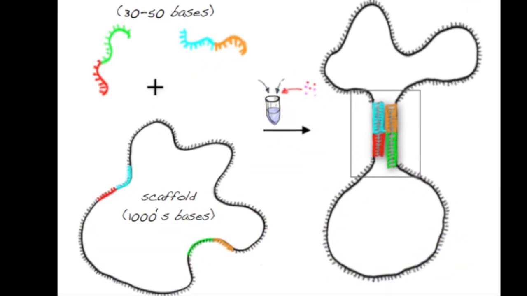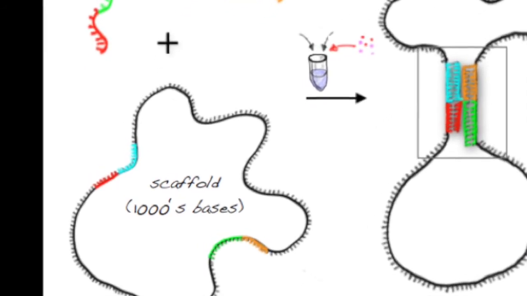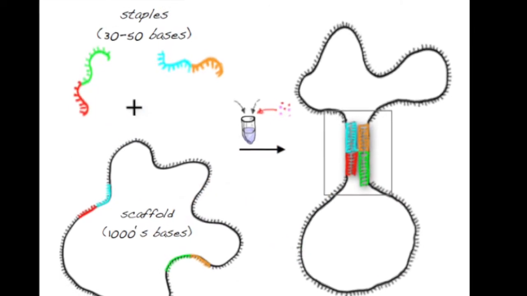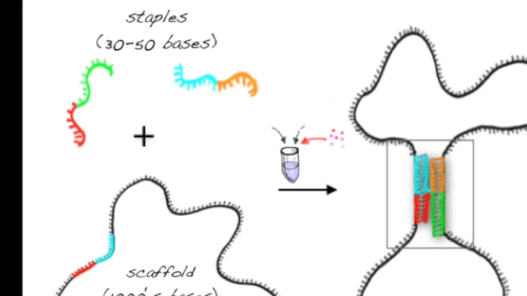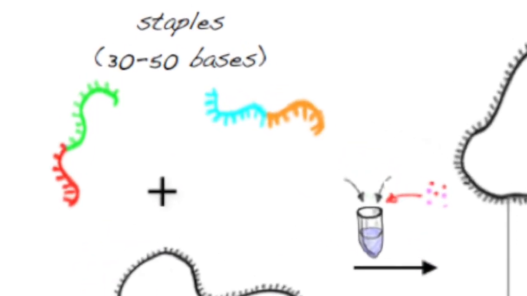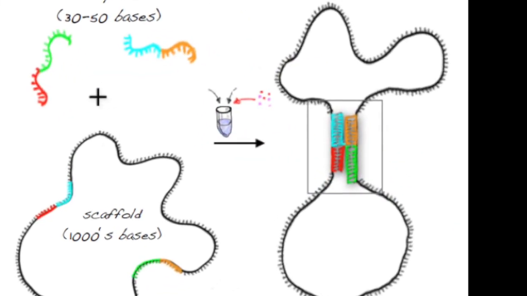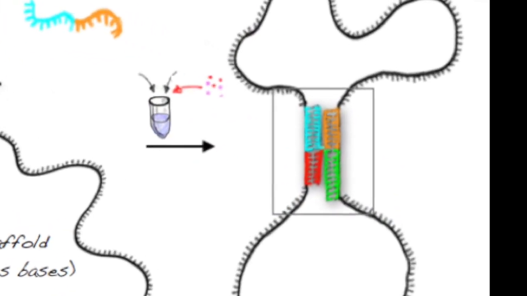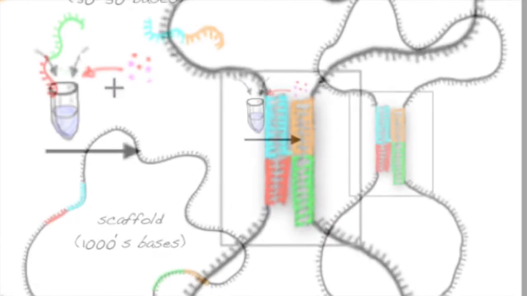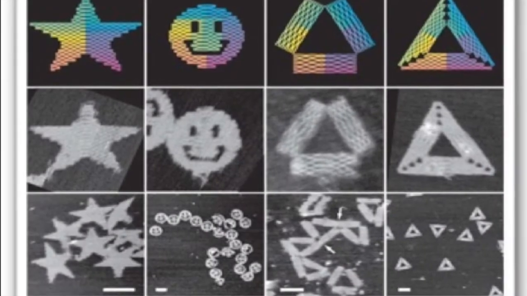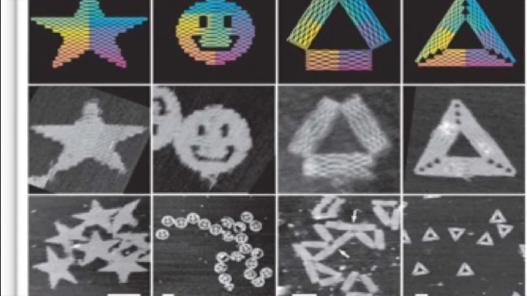We take a long, circular, single strand of DNA and add something called staples. Staples are short strands of DNA containing the bases that we just talked about. Those bases then match up with bases in the circular strand of DNA. Eventually, once enough staples are added, along with heat, we will get our structures. The RLS structure can be seen here.